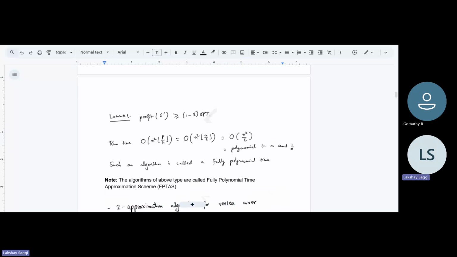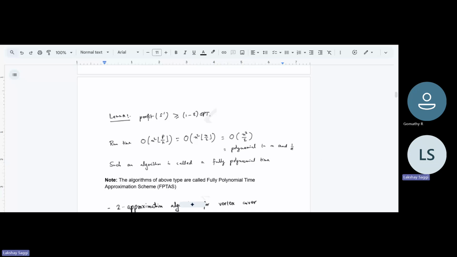So I hope this makes sense. Gomti, if you have doubts at any point of time, feel free to ask in chat and I'll try to answer them to the best of my capabilities. So yeah, this is what is called FPTASs.